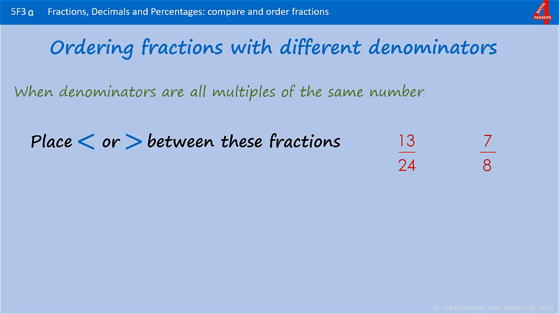This is one for you to try. Again, it's not going to be quite as obvious as the first ones we did. 13 over 24 and 7 eighths. Which symbol is going to go in the middle? Pause the video, have a go.